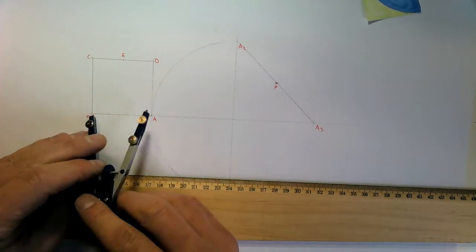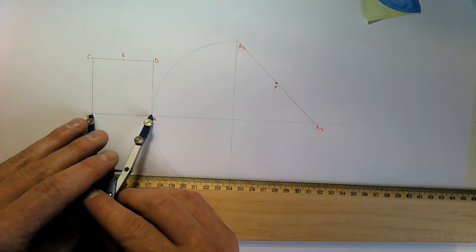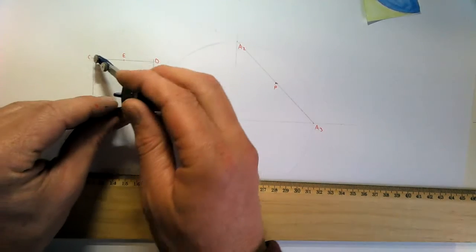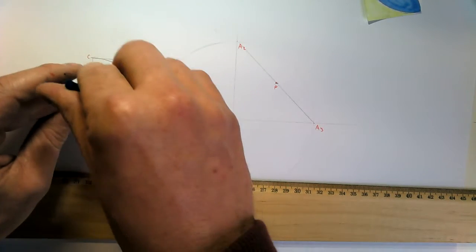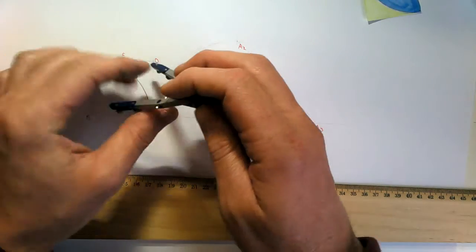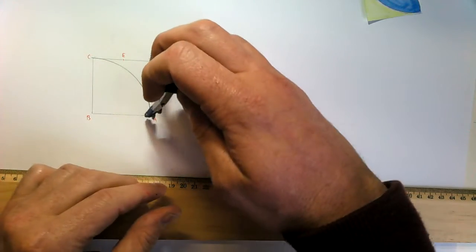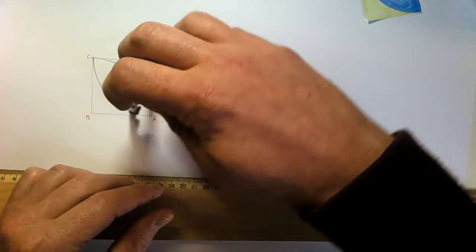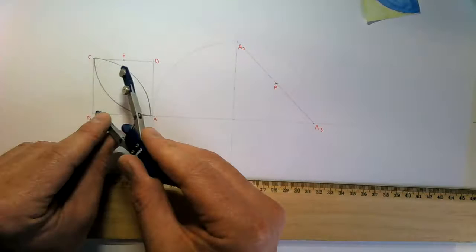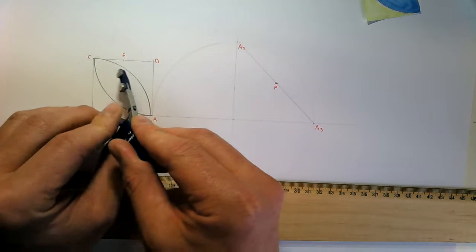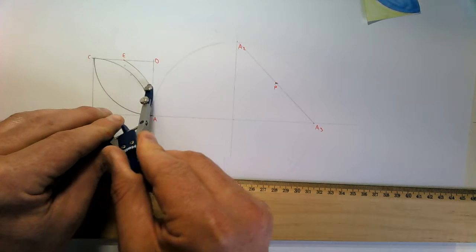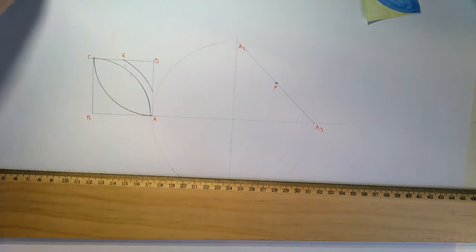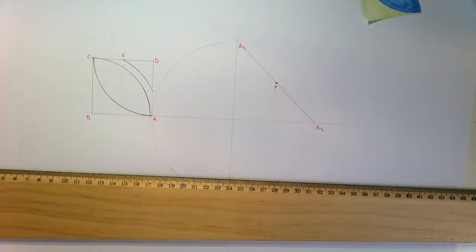Point of the compass goes on B, and it goes to A, and C. Okay, where's the arc? It goes on to D, to A, and goes from B up to E. Finish it off with that. Okay, so that is our logo.